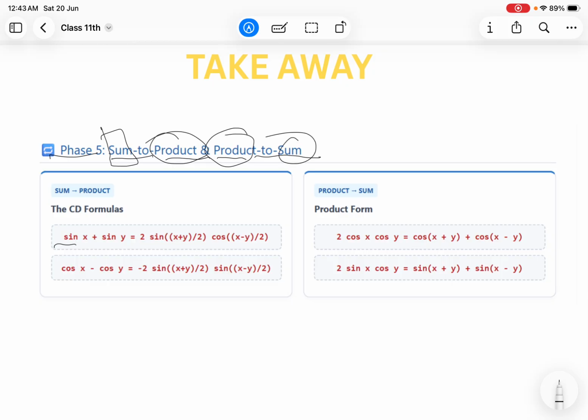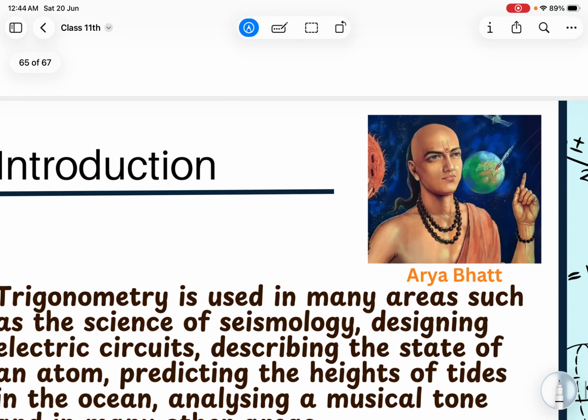So what tools do we have? sin x plus sin y equals 2 sin((x plus y) by 2) cos((x minus y) by 2). This is used when we are converting something that is a sum into a product. There are so many questions out there in JEE and NCERT also, where you will get confused about what to do, so these formulas will be very helpful at that time.